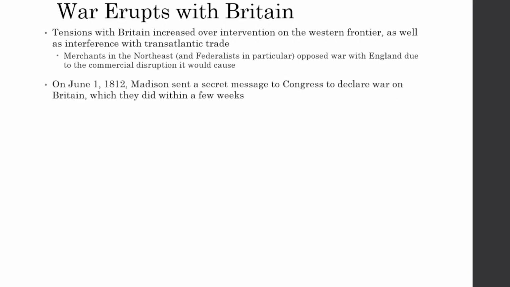Still, though, June 1st, 1812, Madison sent a secret message to Congress: declare war on Britain. They took a couple of weeks to deliberate it, but then they did, so we declared war on Britain in 1812. This was the War of 1812, if you can tell by the year that it's happening.